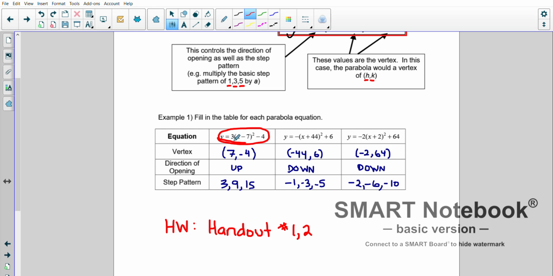And what's this positive 3 going to do? Well, it means it's going to open up because it's a positive value, and it's going to stretch the parabola, but it's also going to impact the step pattern. You're going to multiply the 1, 3, 5 by 3. So that's how you get these answers.